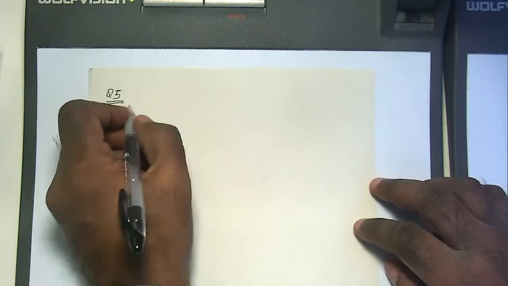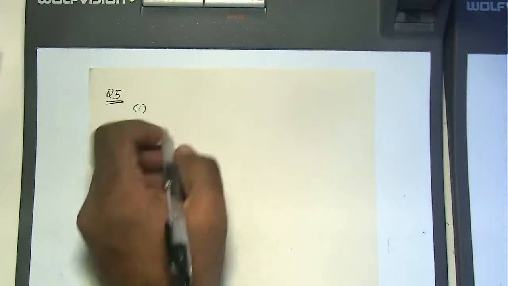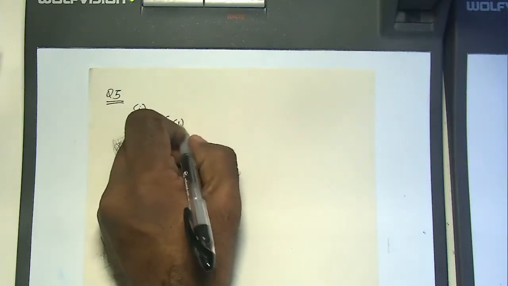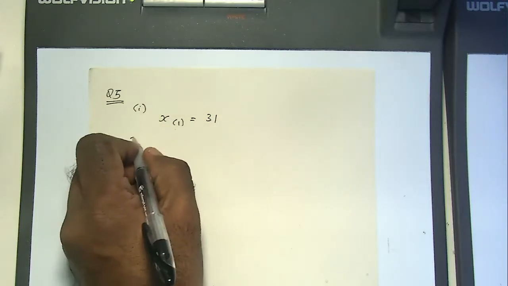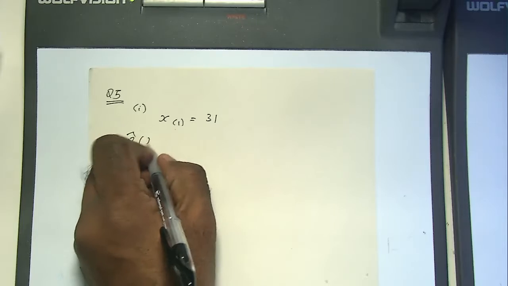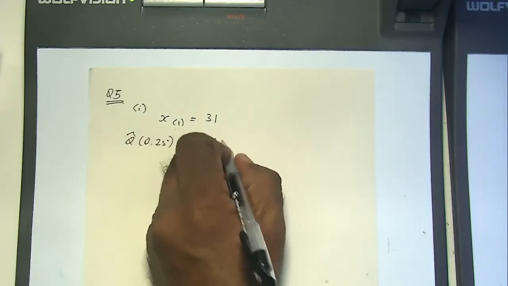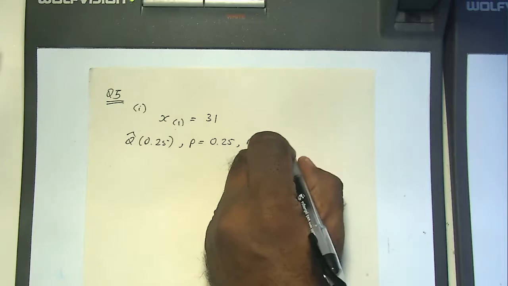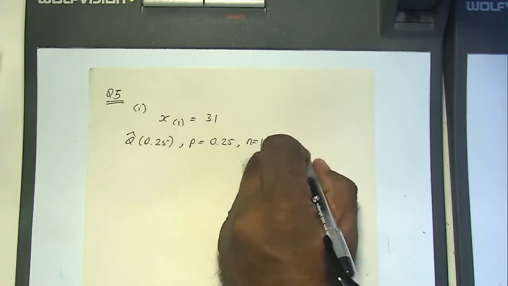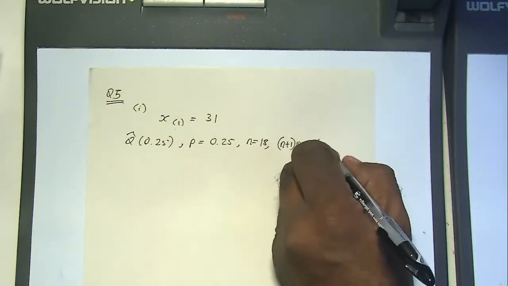Alright guys, part 1. Again the 5 number summary. The first is the minimum. The minimum is 31. The next one is the first quartile. So your P is 0.25, your N is 18. N plus 1 times P is 4.5. Is that right?